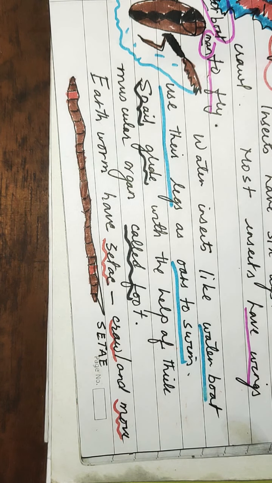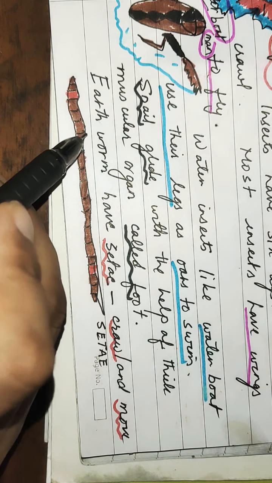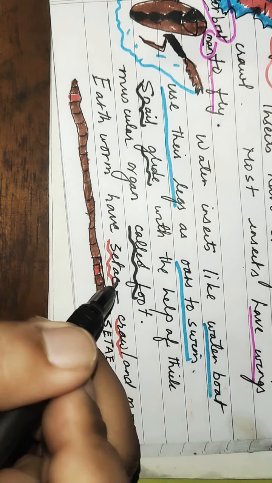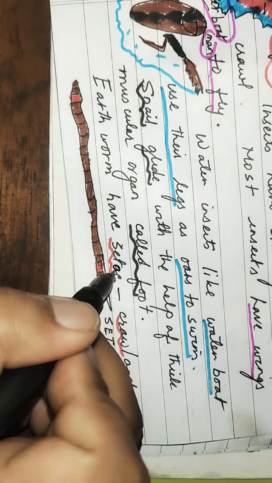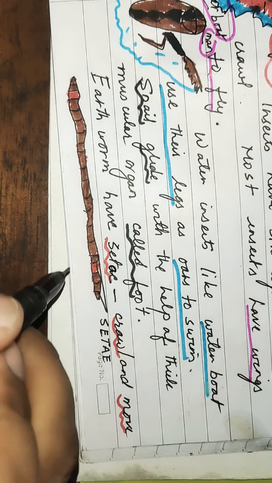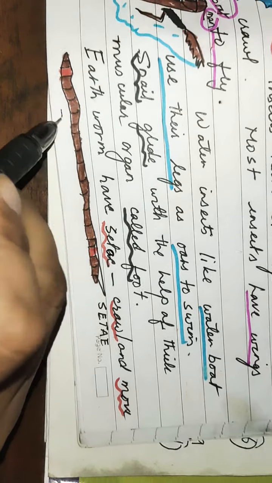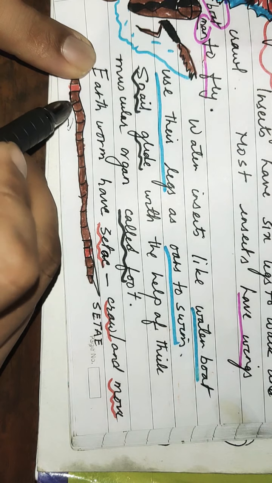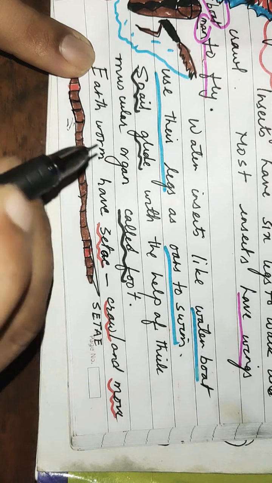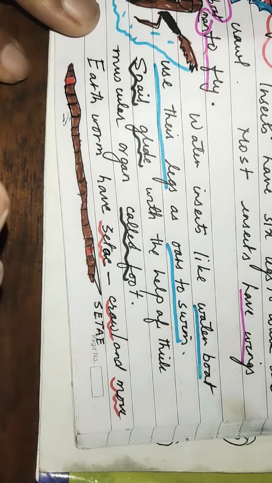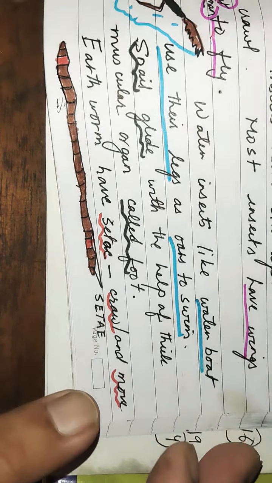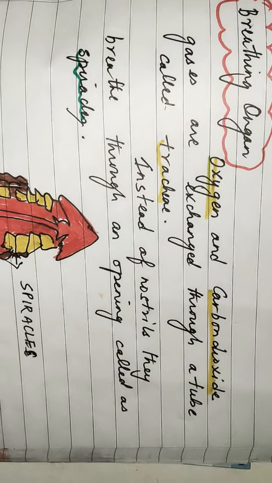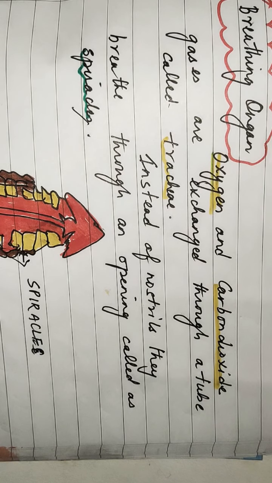And you must have seen earthworm. Earthworm has setae, S-E-T-A-E. It helps to crawl and move. Setae are over the whole body, and that helps the earthworm to move. So children, these are the different adaptations shown by the invertebrates to survive.